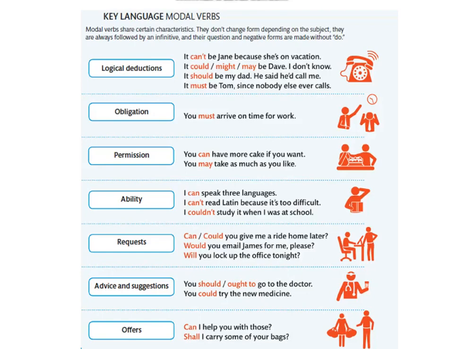We move to advice and suggestions. You should or you ought to go to the doctor. You could try the new medicine.